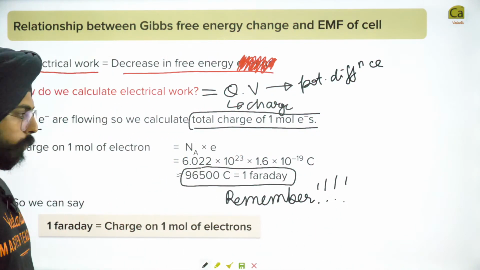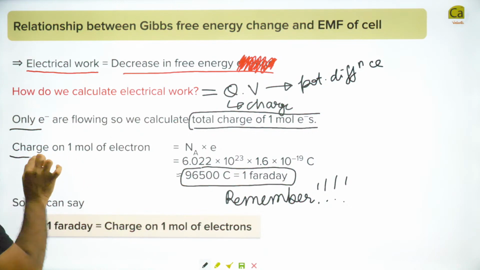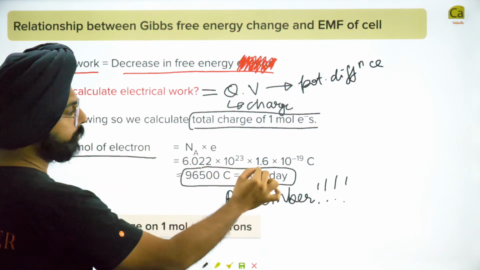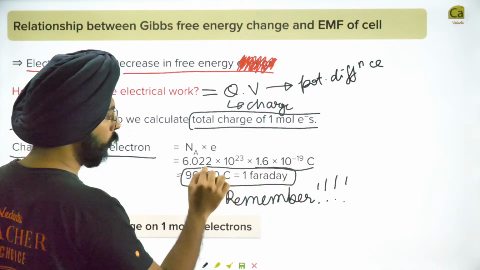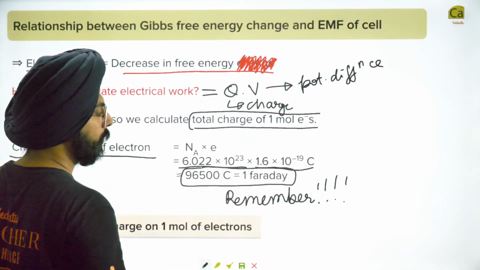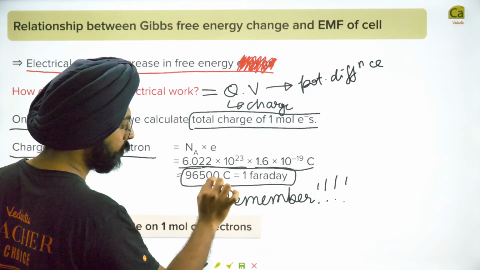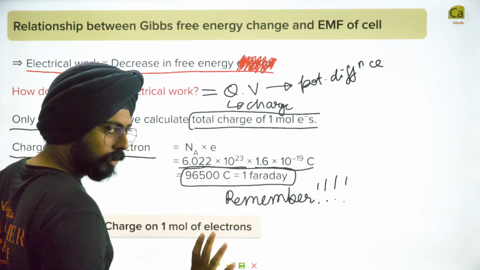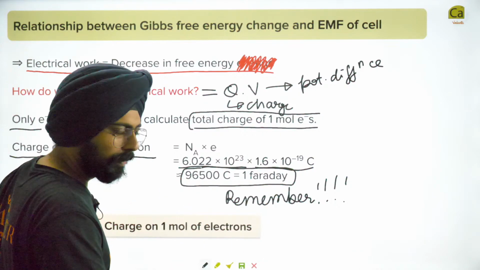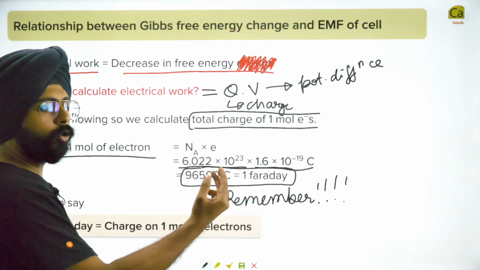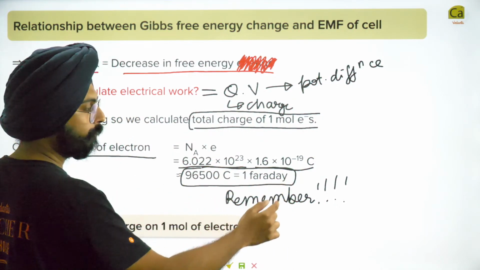Okay. So what have we done over here? We've basically calculated the charge on 1 mole of electrons. Charge of 1 electron is 1.6 into 10 to the power minus 19 coulombs. 1 mole is 6.022 into 10 to the power 23. Multiply those numbers, you will get 96500 coulombs approximately. That is also called 1 Faraday.